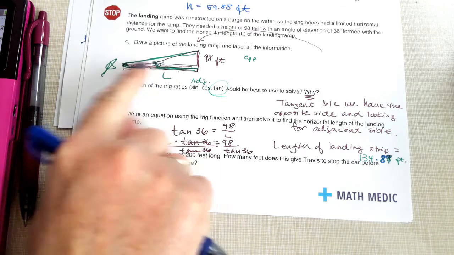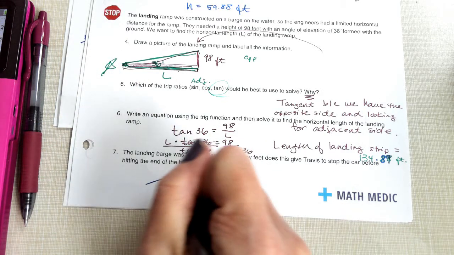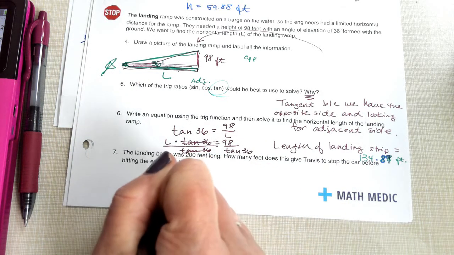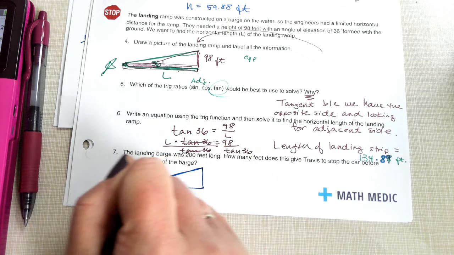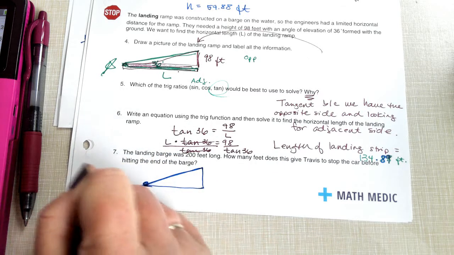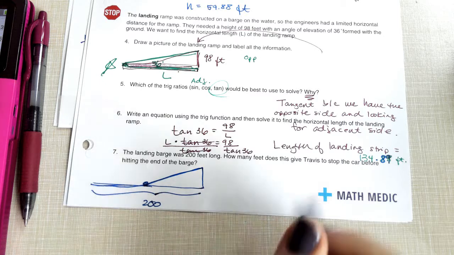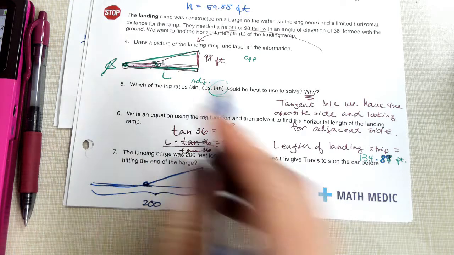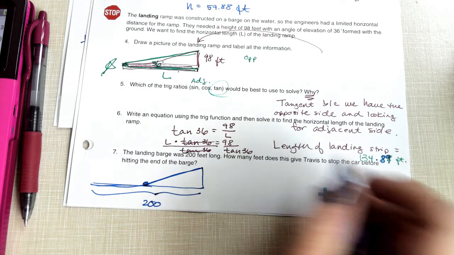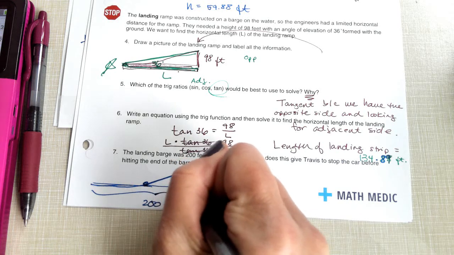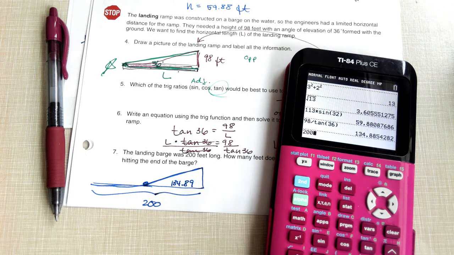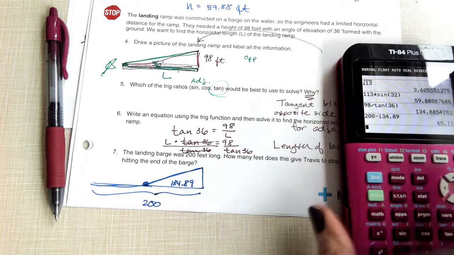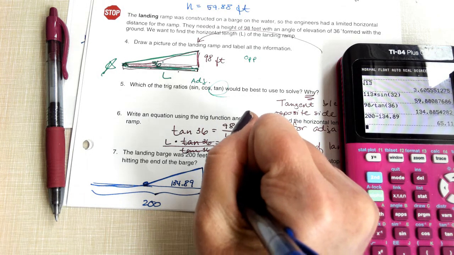So this is my picture up here that I sort of tweaked. Here's my 36 degrees. So when he landed, whoosh, how much does he have? If this whole thing is 200, and we just found this much of the landing strip to be 134.89, then I'm going to subtract 200 minus 134.89 to get 65.11 feet.